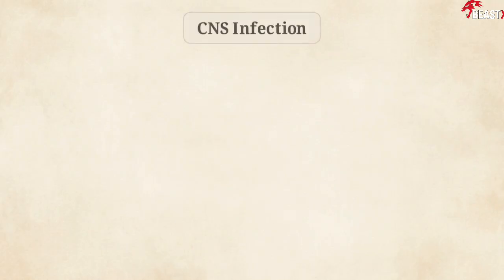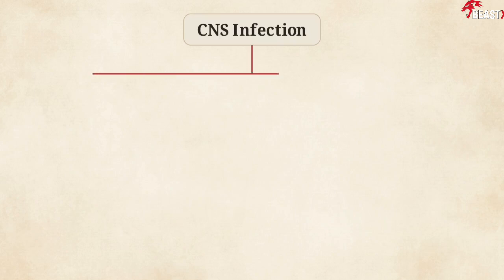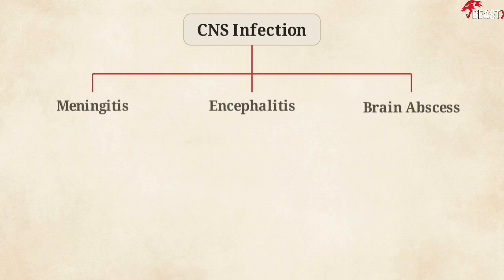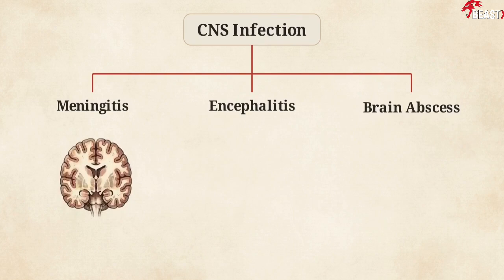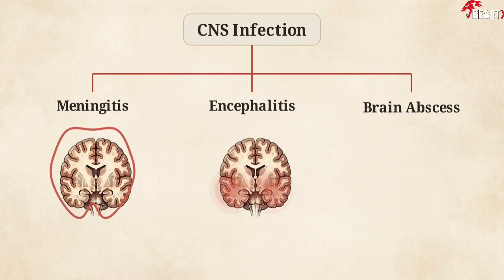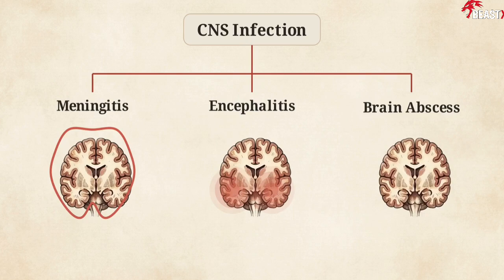To navigate the diagnostic process, we use a decision tree that branches into three anatomical territories. The first path identifies meningitis, the inflammation of the meninges, specifically the dura, arachnoid, and pia mater. The second path is encephalitis. Here, the inflammation bypasses the protective layers to attack the brain parenchyma itself. The final path is a brain abscess, characterized by a localized pyogenic capsule walled off within the tissue.